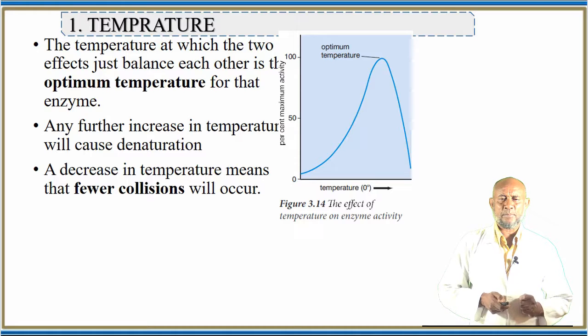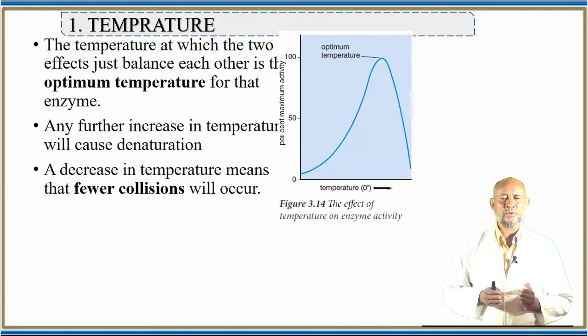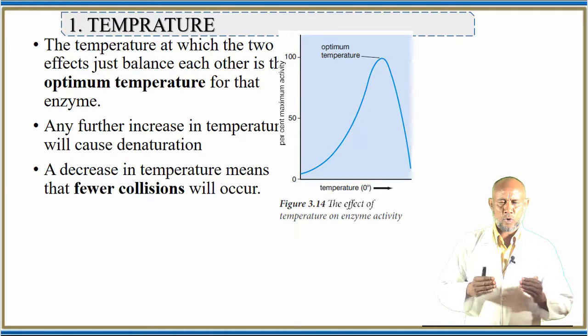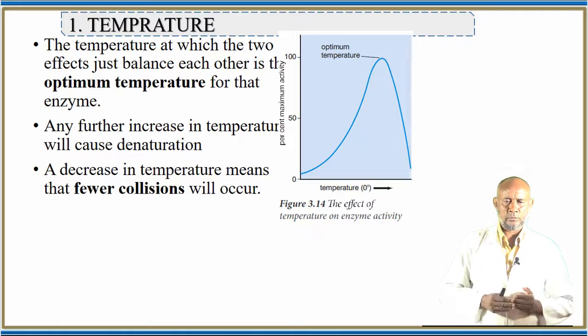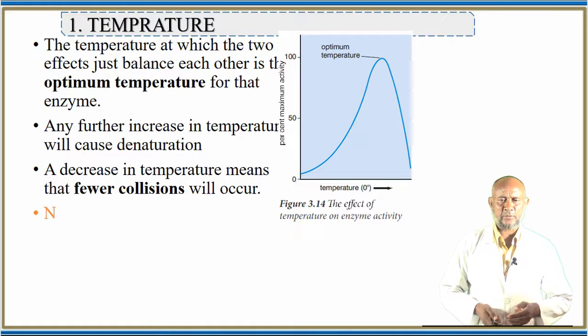A decrease in temperature means that fewer collisions will occur. That means when the temperature is very, very low, there is very little molecular activity. When there is little molecular activity, there are fewer collisions, and these fewer collisions cannot produce an effective reaction.